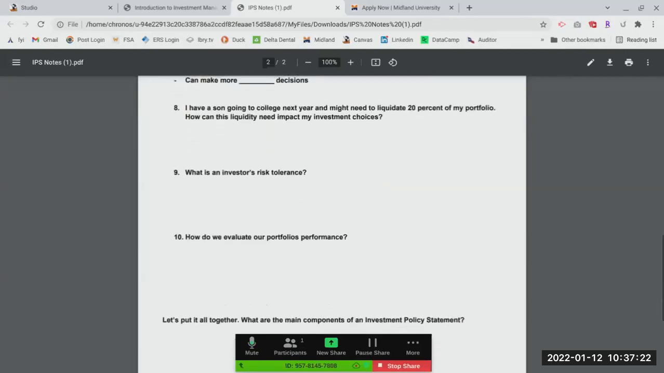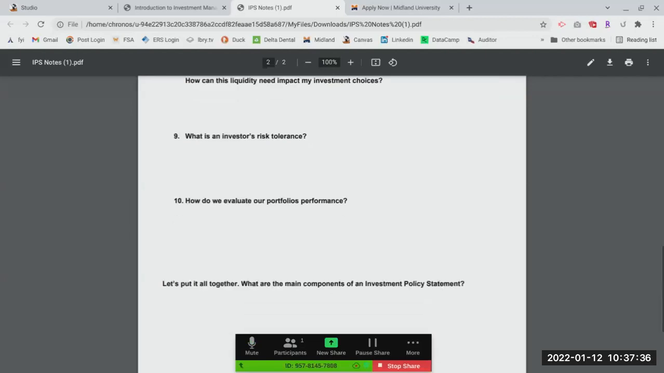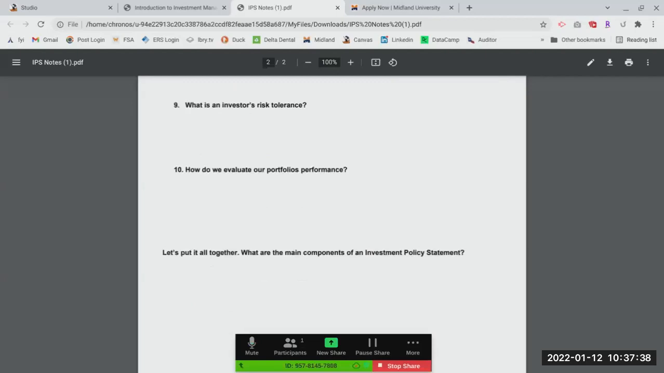I have a son going to college next year and might need to liquidate 20% of my portfolio. How can this liquidity need impact my investment decisions? Well, again, we have a shorter time horizon. We need to stay more conservative with our investment choices. So we'll be less flexible in our investment choices.